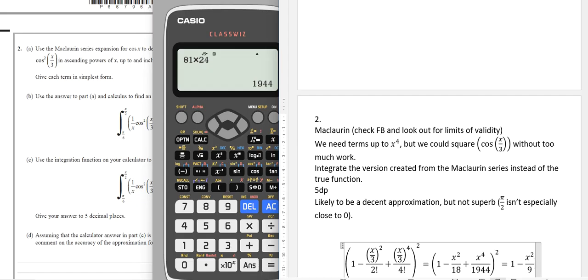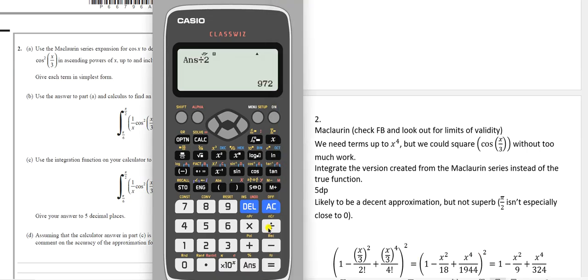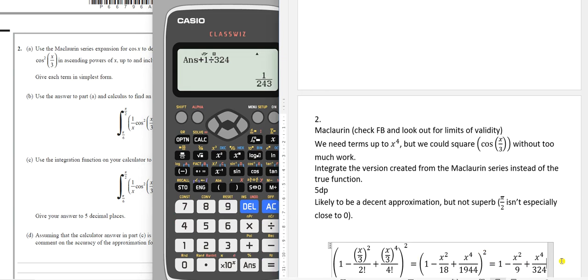I'm going to get an x to the 4 term from a couple of places. One of them is going to be x squared over 18 times x squared over 18, x to the 4 over 324. And the other places are going to be 1 times x to the 4 over 1944 and another 1 times x to the 4 over 1944, which will give me x to the 4 over 972. If I add that to my 1 over 18 squared, I get 1 over 243.